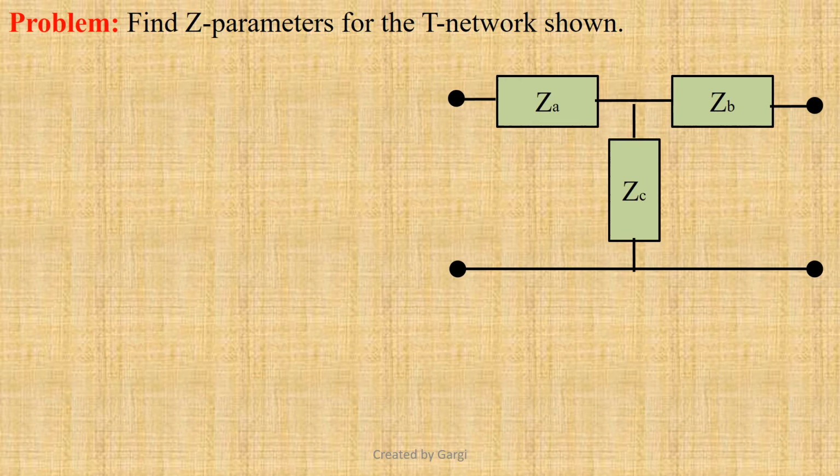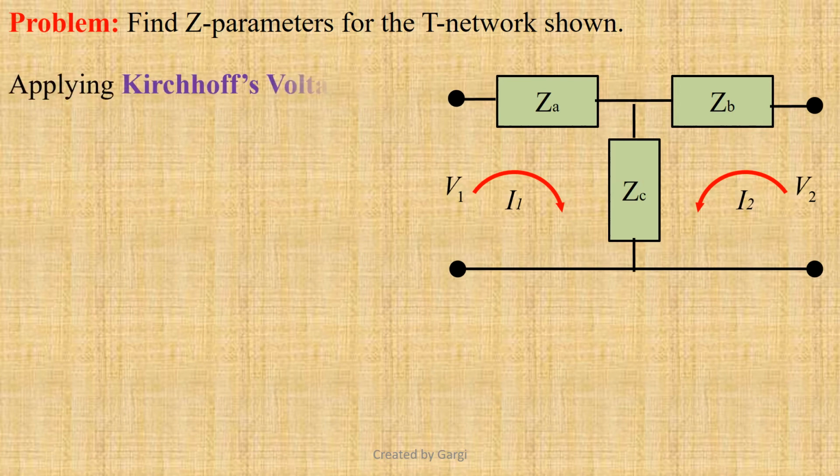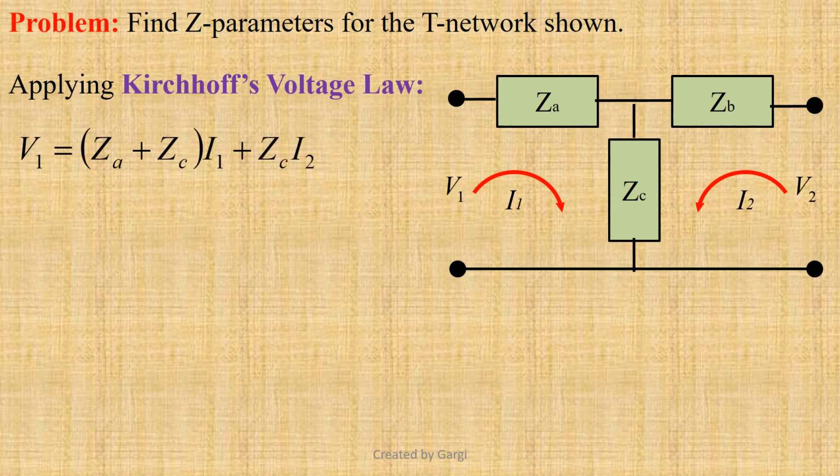Let us solve a couple of numerical problems. First, we shall find Z parameters for the T network shown. Let the input and output port voltages be V1 and V2 and the loop currents are I1 and I2. Applying Kirchhoff's voltage law, from loop 1 we can write V1 equals (ZA plus ZC) I1 plus ZC I2. From loop 2 we can write V2 equals ZC I1 plus (ZB plus ZC) I2.